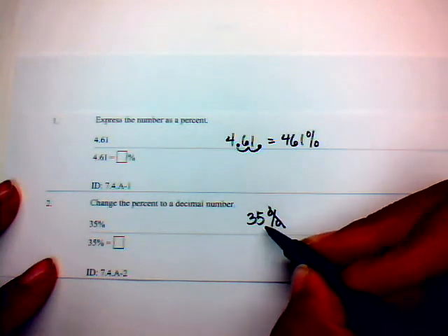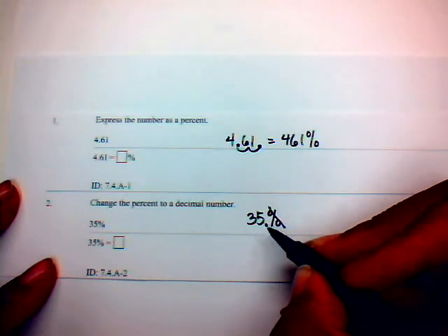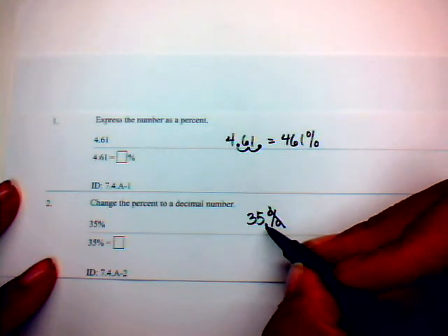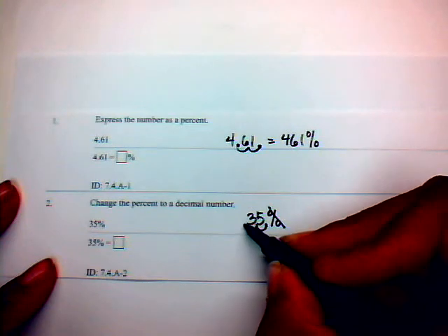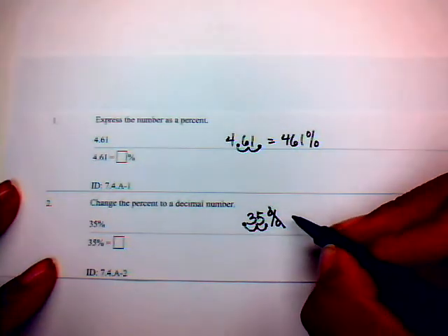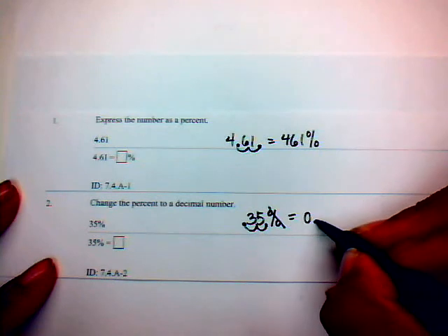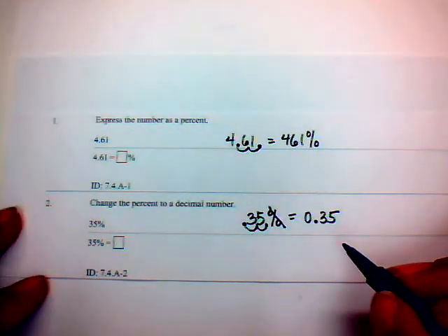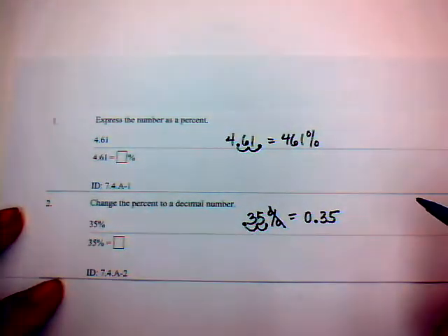Here in this case, this is a whole number. That means that the decimal point is behind the very last digit in that number. So we move the decimal point 2 places to the left. That means the decimal point will be in front of the 3. So it will be 0.35. So 35% as a decimal will be 0.35.